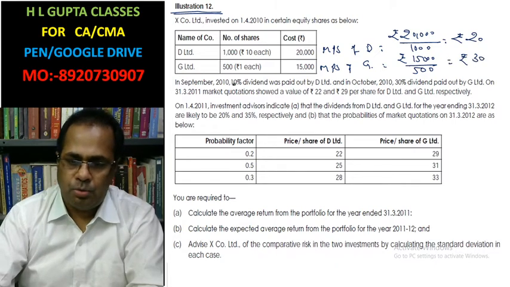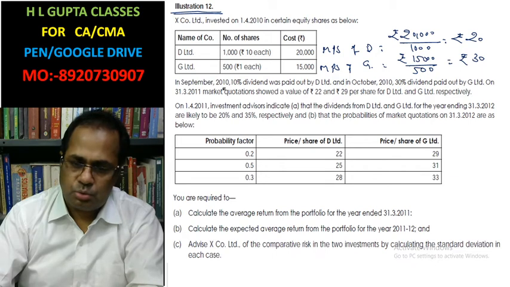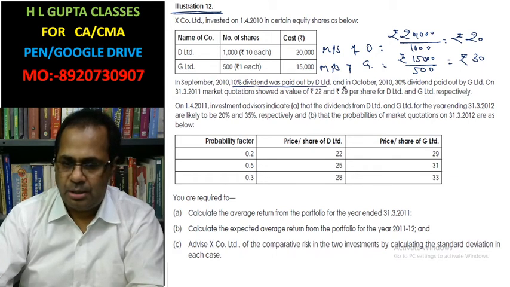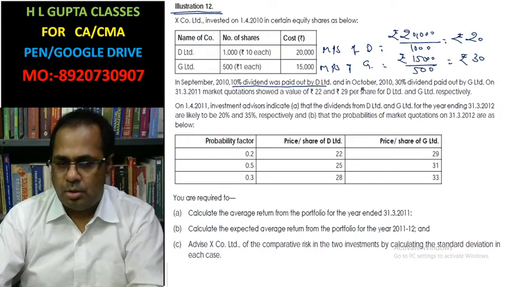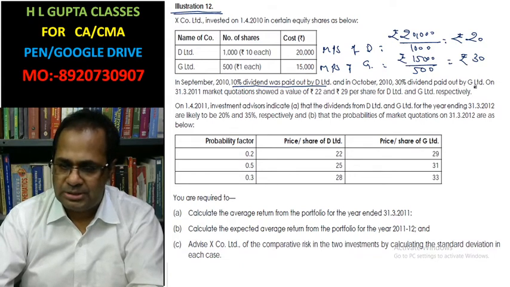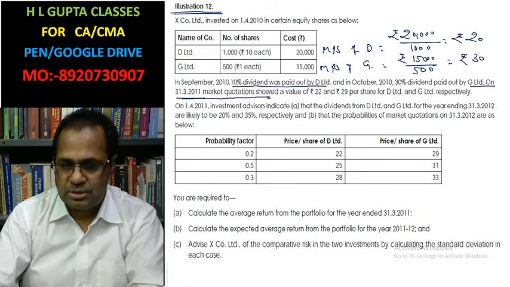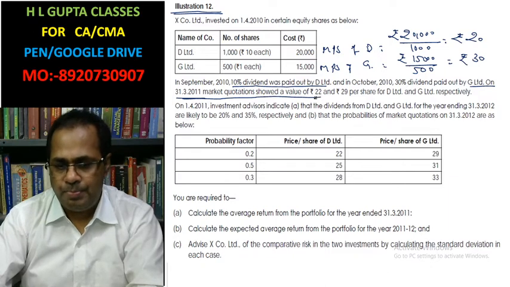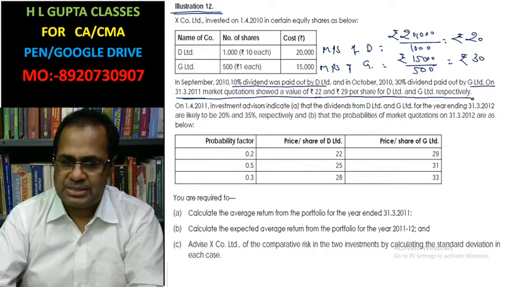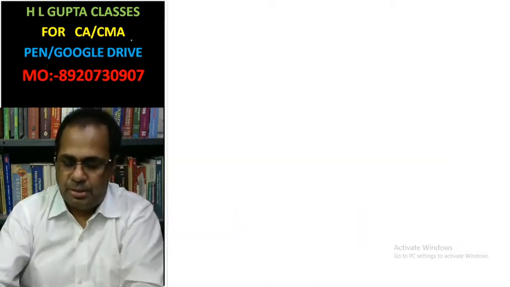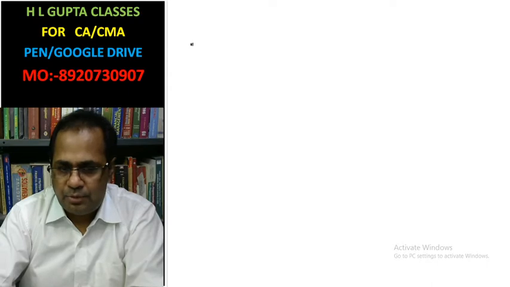Now in September 2010, 10% dividend was paid by D Limited, and in October 2010, 30% dividend was paid out by G Limited. On the 31st, the market quotations show the values of 22 and 29 for D Limited and G Limited respectively. This is the information given.